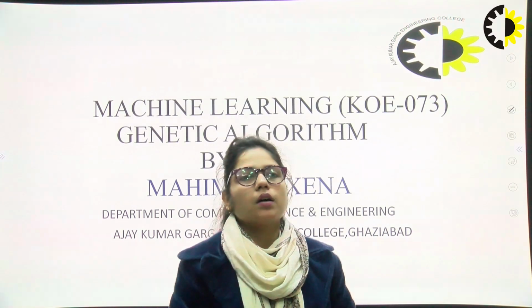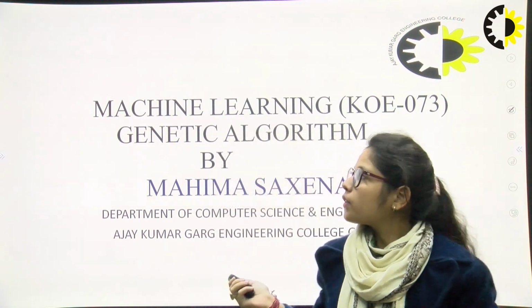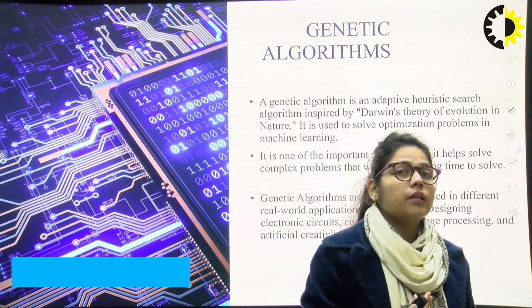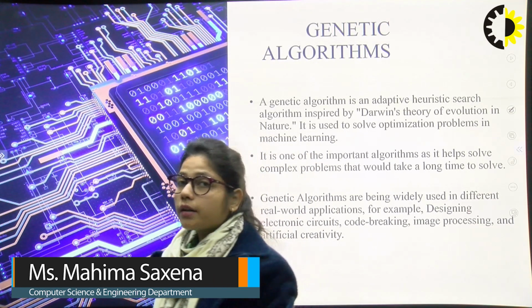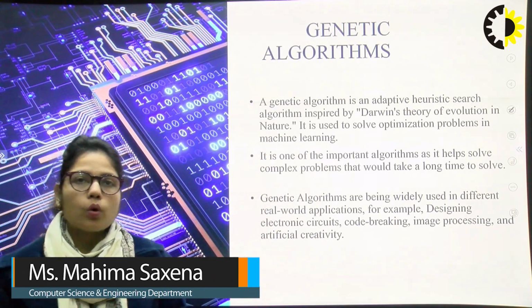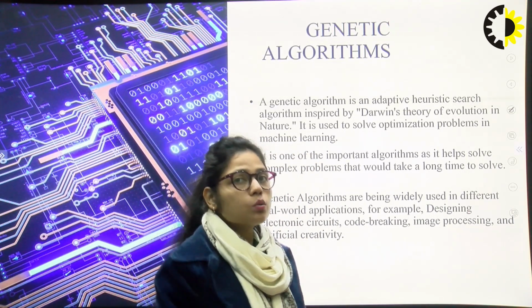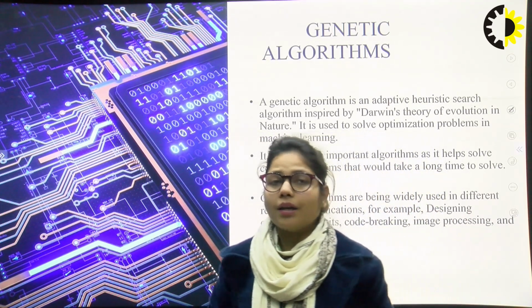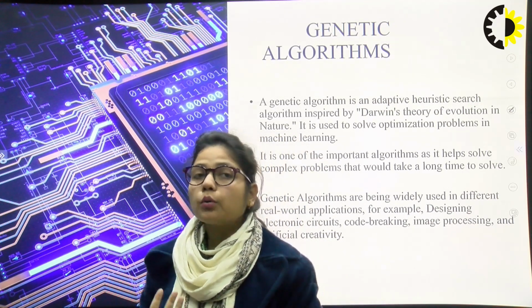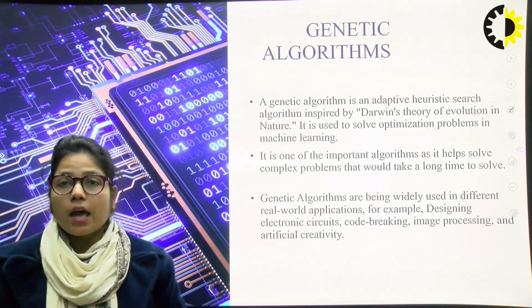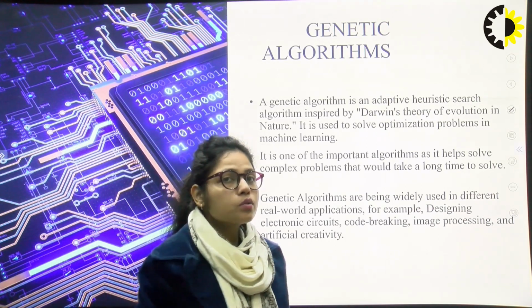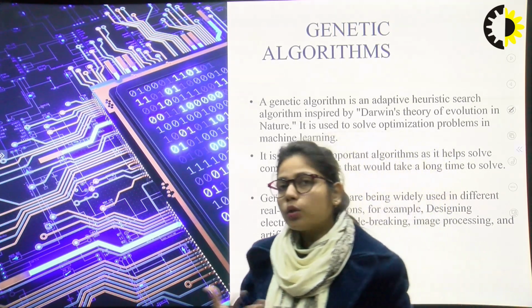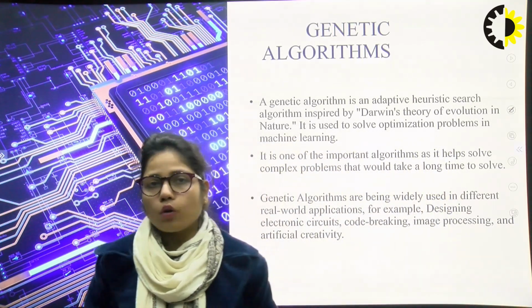Today my topic is genetic algorithms. Now, what is a genetic algorithm? Basically, a genetic algorithm is an adaptive heuristic algorithm derived from Darwin's theory of evolution in nature. It is used to solve optimization problems in machine learning. It is one of the important algorithms, as it helps to solve complex problems that would take a lot of calculations and a lot of time to solve.